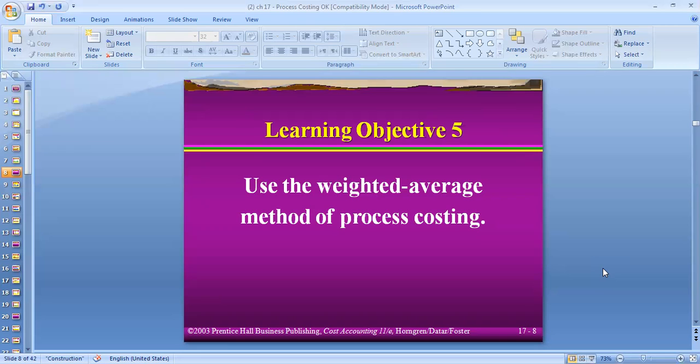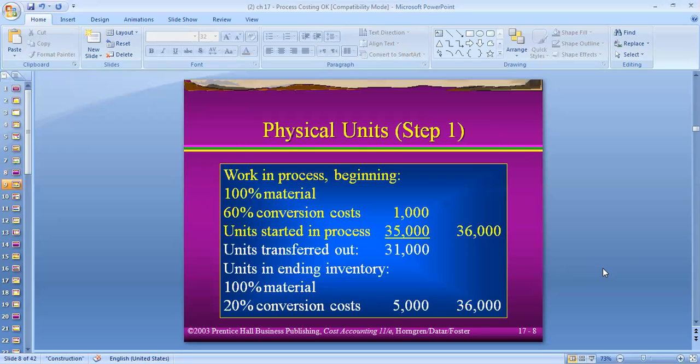FIFO method and weighted average method. How to use the weighted average method? Now, suppose that I have work in process at beginning that is 100% material, and if he didn't mention, it's 100%, and 60% conversion cost.